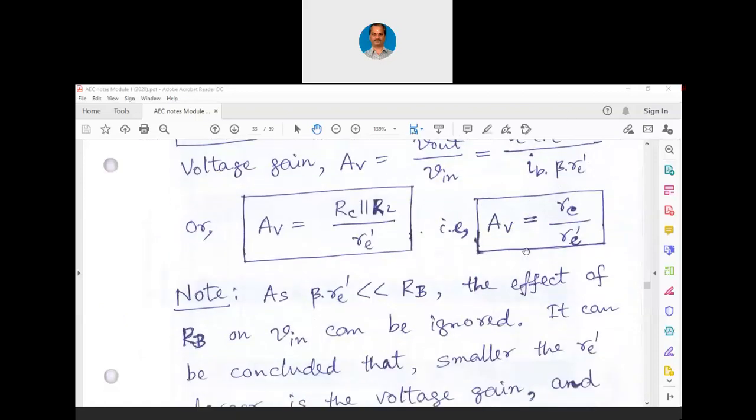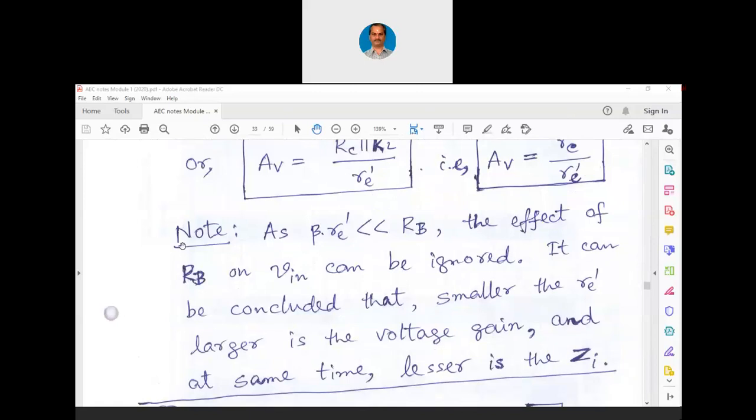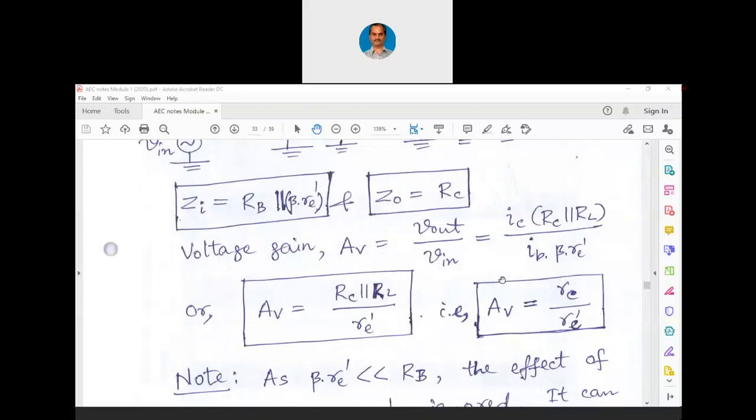Let us have an exercise on this now. There is a small note here. As beta into RE dash is much lesser than RB, the effect of RB on V in can be ignored. Why did we ignore RB here?